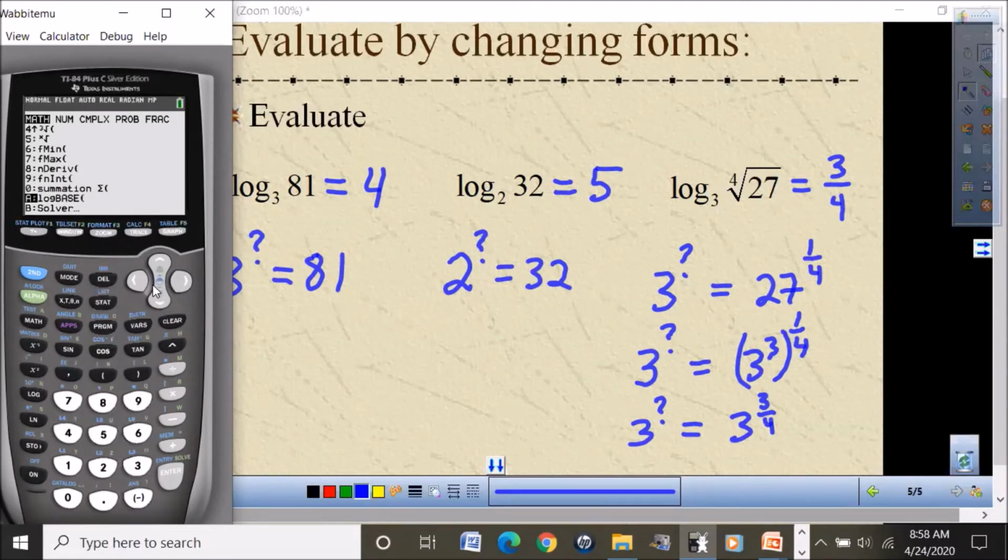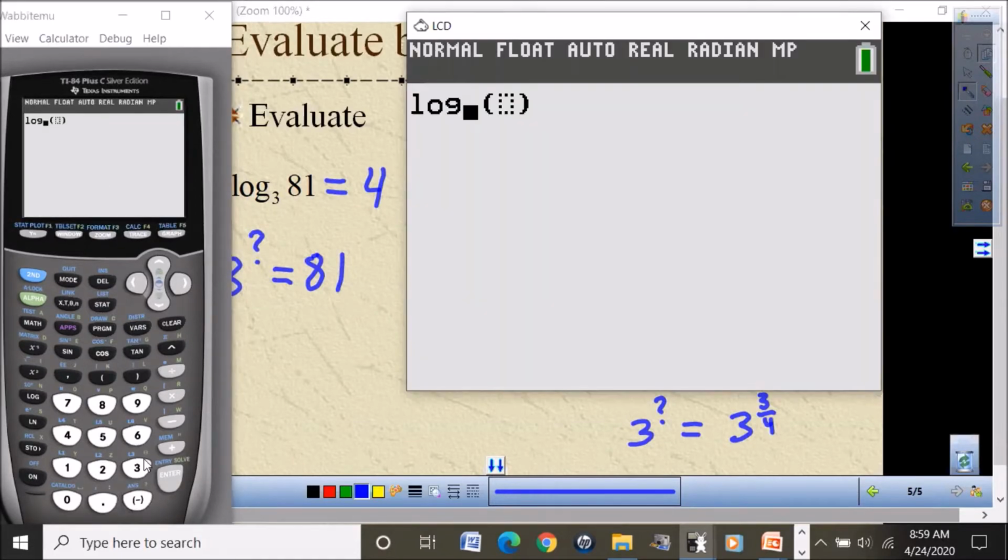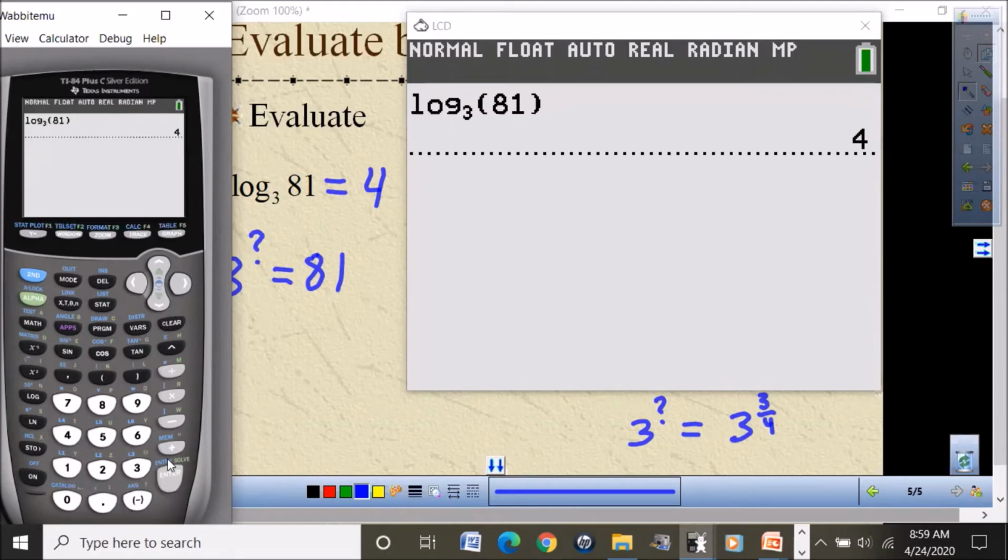It is quite a ways down the list, but choose log base, and what will come up on the screen is a log expression waiting for you to fill in the base, in this case 3, and what we call the argument, in this case 81, and let's see what log base 3 of 81 is equal to. And the calculator tells us log base 3 of 81 is equal to 4.